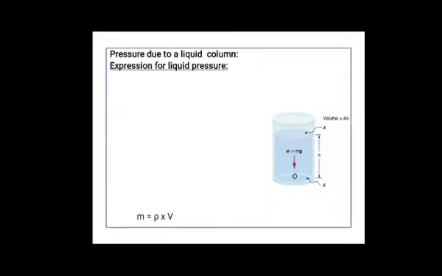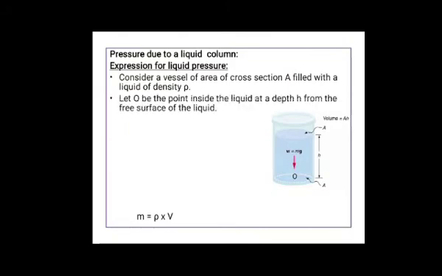Now let us see the points. How to write: consider a vessel of area of cross section A filled with a liquid of density rho. Let O be a point inside the liquid at a depth h from the free surface of the liquid. Then we want to calculate pressure. So write the pressure. Pressure is equal to what? Force divided by area. Here force means what? It is nothing but the weight of the liquid in the vessel. So pressure P is equal to what now? Weight of the liquid in the vessel divided by area of cross section of the liquid.